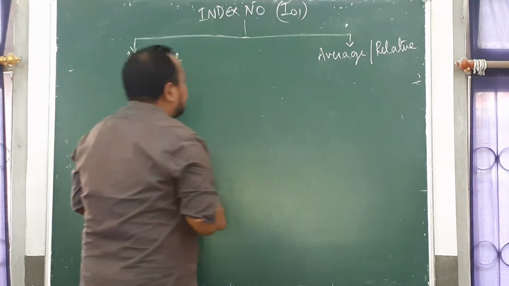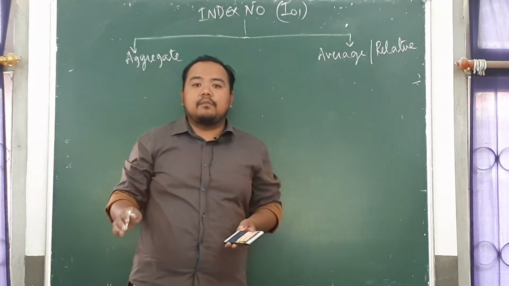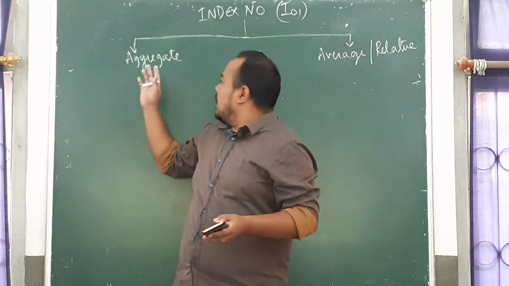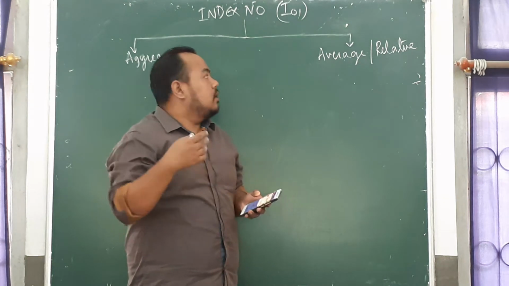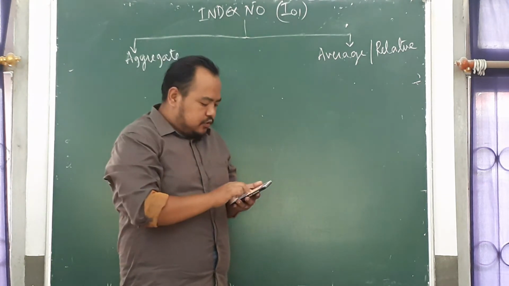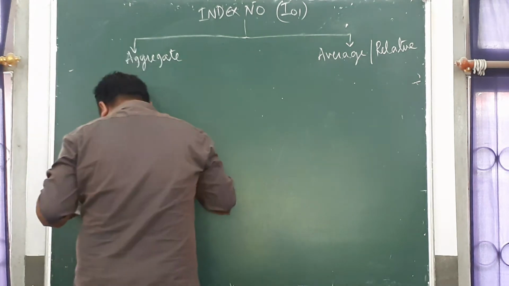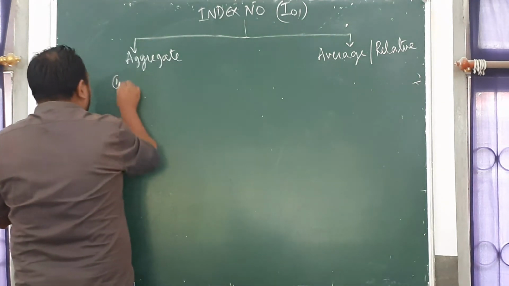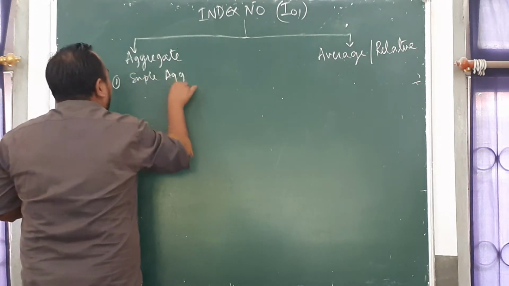Okay, now there are two methods. So the question will be, basically we have to find the index number either by using the aggregate method or the average method. Average is sometimes called relative also. Is that clear? So the first method under aggregate is called simple aggregate.